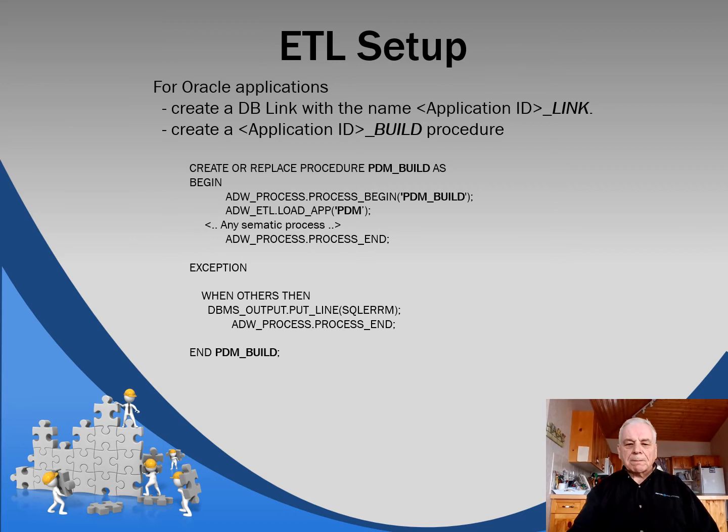So here's a sample of an ETL setup, for example, a PDM build that I had here. Now, this you'll see here, this is where it starts to use its logic for the process that we talked about. So AW process begin, and they give it a name. Basically, we start this process, we call ETL load for that particular application. Now, if there's any semantic processes we need, we do it here, and then we just do a process end. Now, to trap an error, we just basically do this. That traps in the error that comes out. Very straightforward, very simple to use.